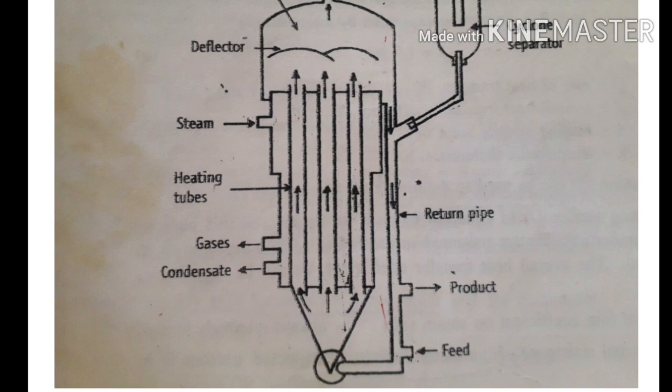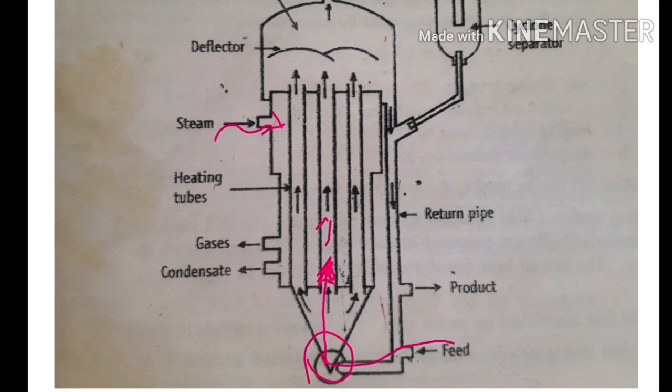First of all, steam is introduced through the steam inlet into the calandria. The calandria is present inside the steam compartment. Then with the help of this pump, liquid feed is introduced into the steam jacketed tubes with a high positive velocity. The liquid feed moves up through these tubes.